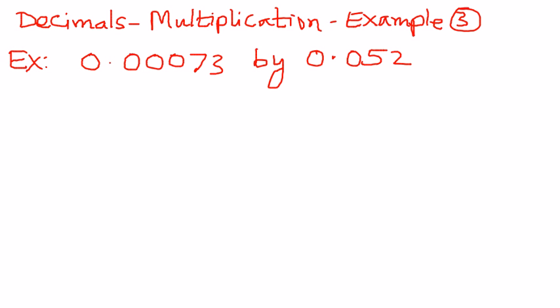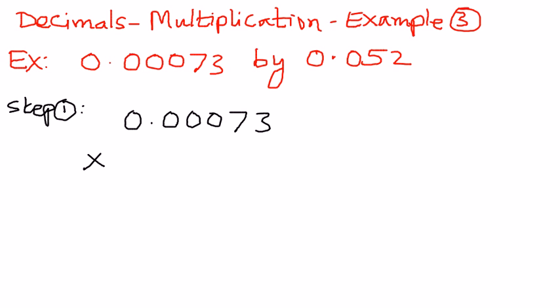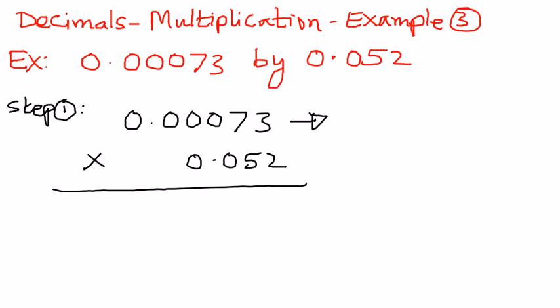And the way we want to perform the multiplication is by performing these following steps, as we have seen in our earlier examples. So we'll write the first number down, 0.00073, and multiply it by 0.052. So let us recognize a few things in here.